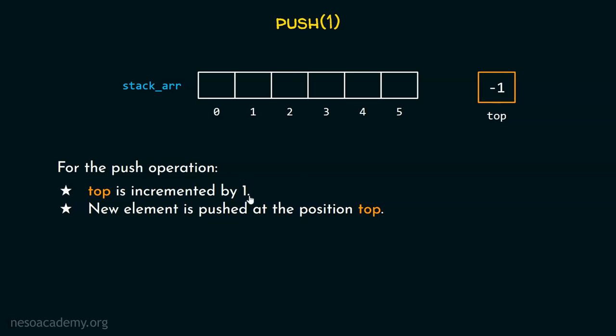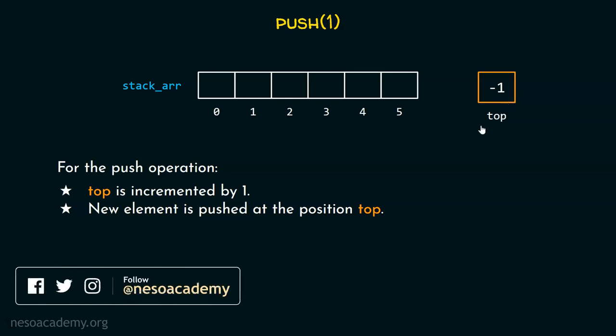We cannot push the new element at the position top right now because top is -1 and it is not a valid index, right? First we have to increment the top. Then after this we can push the element at that particular index, right? You can see that for the push operation, top has to be incremented by 1, then the new element can be pushed at the position top, right?